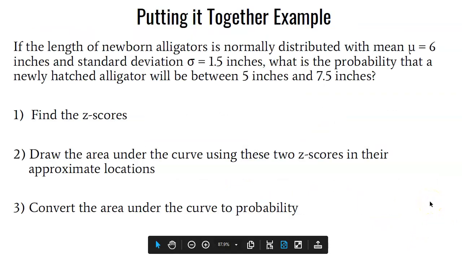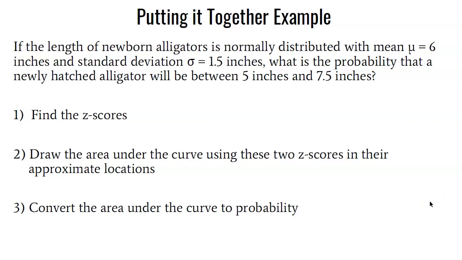Okay, final example. A lot of these questions that you're going to have to do for lecture check and for group work and for quizzes coming up is something like this, where you're going to have to do a few steps. So, if the length of newborn alligators is normally distributed with a mean of 6 inches and a standard deviation of 1.5 inches, what is the probability that a newly hatched alligator will be between 5 inches and 7.5 inches? So first I want you to find the z-scores, then I want you to draw the area under the curve using these two z-scores in their approximate locations, and then I want you to convert the area under the curve to probability. So pause here, please, and take a few moments to do that.